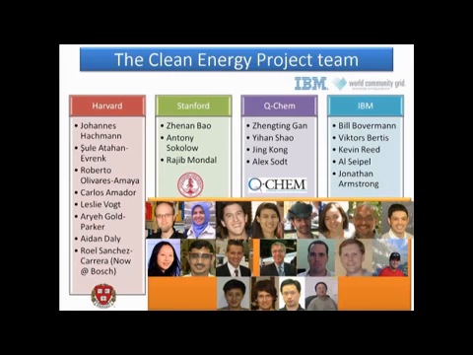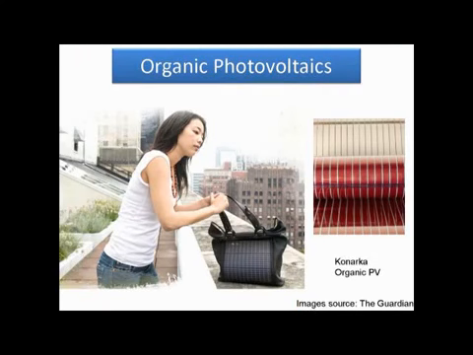Just to get an idea about the size and magnitude of the Clean Energy Project, I wanted to show you who really did the work in our team. Here are the names of the people in the Harvard team, who do the theory. That's the first row. In the second row, we have the Stanford and IBM teams. And in the last row, we have the QChem team. QChem is the software that we use on your computers. IBM, of course, are the people that enable this to work on the grid. And the Stanford team is the team that actually makes the molecules that we are predicting using your donated computer time.